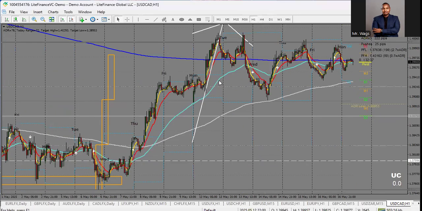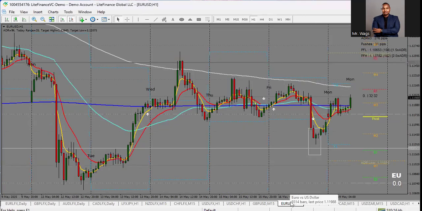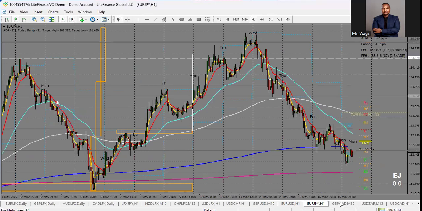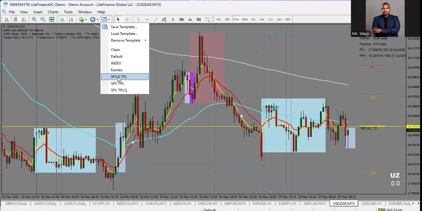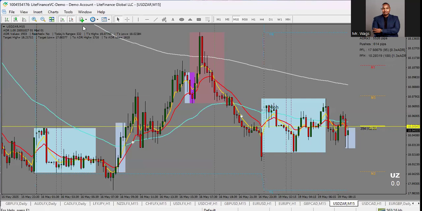It's another week, and we are going to do a quick analysis on a few pairs here. So I'll be looking at EURUSD, EURJPY, Pound CAD, USDZAR. I'll also be looking at gold. So let us start with USDZAR today. Let me load the template again.